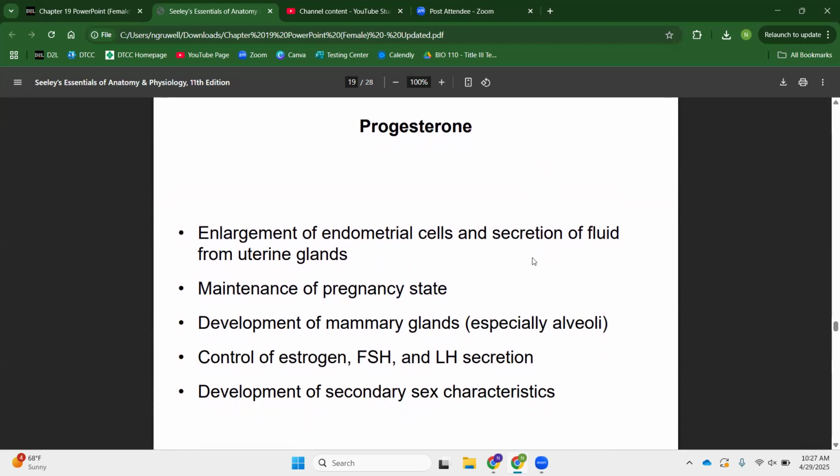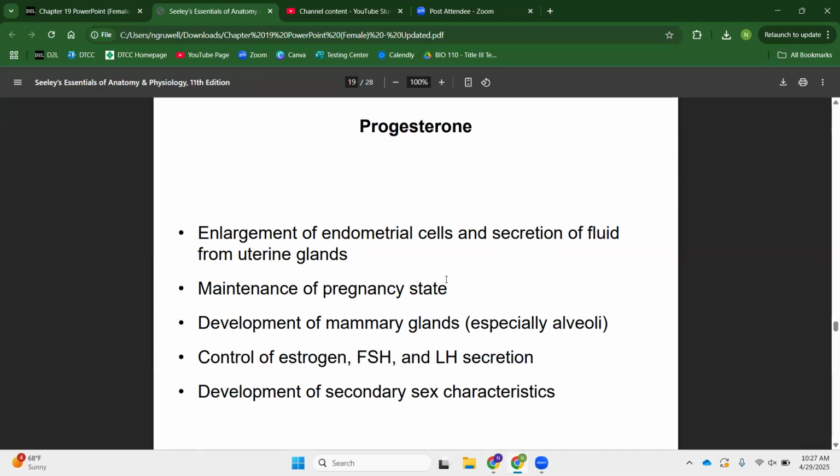Progesterone is kind of our 1B for our female hormones. So like I said, if I had to pick one, I would say estrogen is primary, but progesterone has a very, very important role as well. It comes along a little bit later in the cycle, and it's responsible for enlargement and vascularization of the endometrium. It's also going to cause secretion of fluid from the uterine glands, all related to preparing that endometrium for implantation and development of a zygote or embryo. This also helps us maintain that pregnant state.